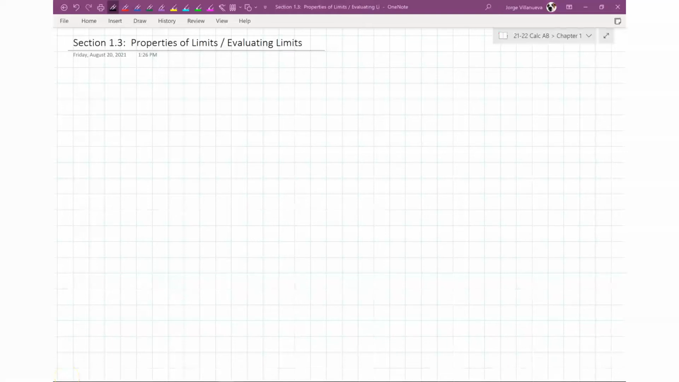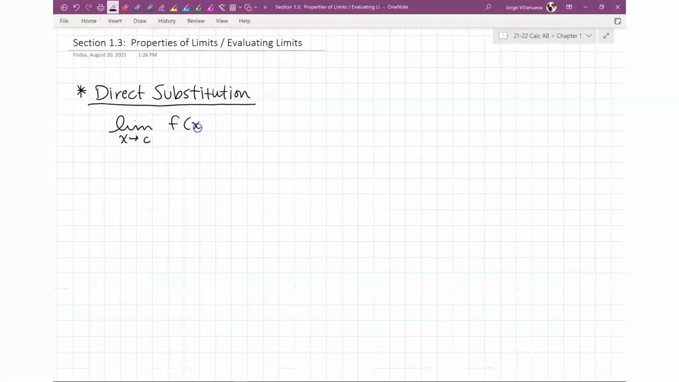All right, so like I said, we are going to go into properties. The first one we're going to discuss is direct substitution, okay? Direct substitution. And that basically states that if you have the limit as x approaches c of f of x, then your answer will be f of c. In other words, just plug in the value into the function, okay? That's all you're going to do. You're going to plug the value into the function and get your answer, and you're done.